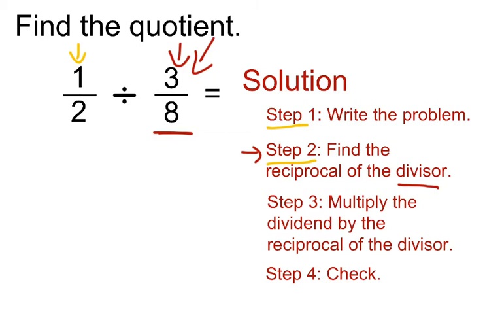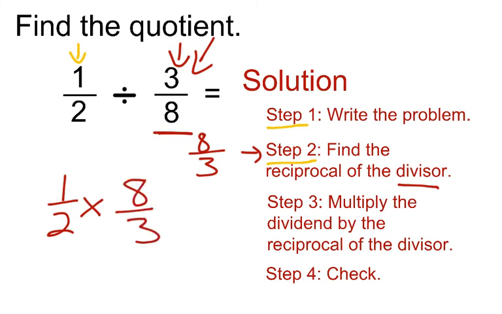A common mistake is students will flip the first one. Make sure you avoid that because you will get the wrong answer. So find the reciprocal. So the reciprocal, of course, is 8/3. So then you multiply the dividend, which is 1/2, times the reciprocal, which is 8/3. So then you follow the same steps when multiplying fractions.